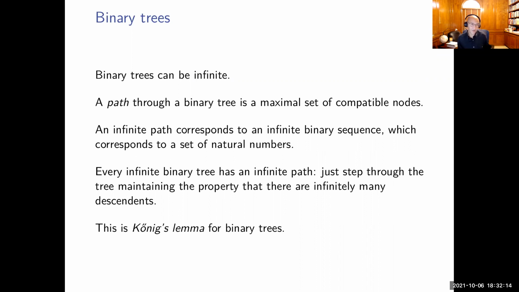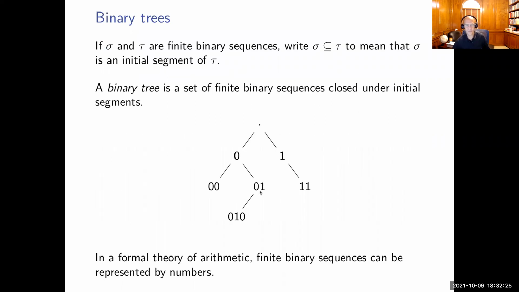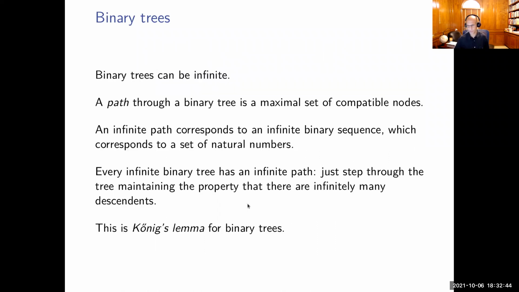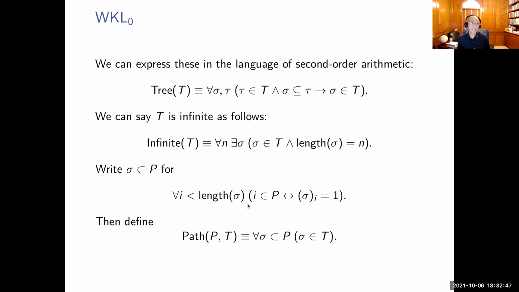It's a consequence of König's lemma, or an instance of König's lemma, that every infinite binary tree has an infinite path. You just step through the tree maintaining the property that there are infinitely many descendants. If you think of this as an infinite binary tree, with more stuff below, and I tell you that it's infinite, that tells you that one of the 2 subtrees has to be infinite. Say it's the left one, you go left. Knowing that this subtree is infinite tells you that one of its 2 children has infinitely many descendants below it. And you just walk through the tree, maintaining that property. König's lemma just says that every infinite binary tree has a path. So it's the formulation of König's lemma for binary trees.